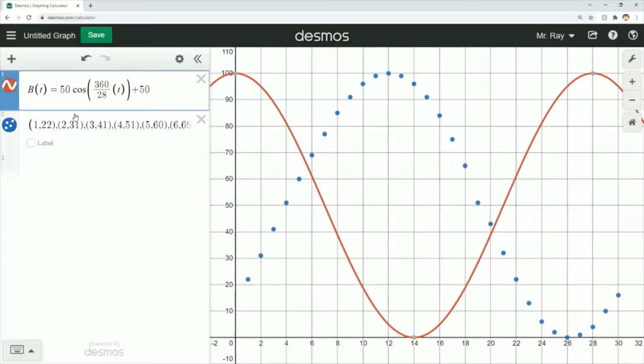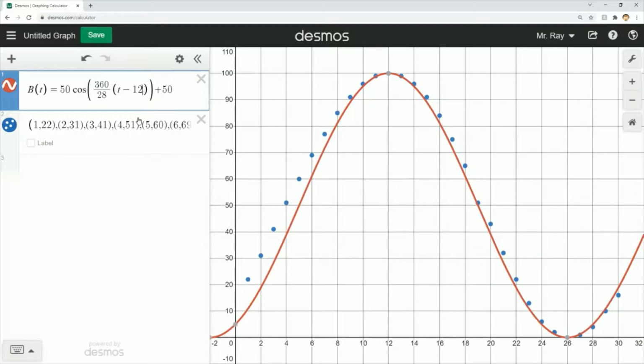There we go. We're 3 variables down and only 1 to go. And the last one's pretty easy to find. We want to move this peak here from 0 over to 12. So I'm just going to move it right 12, which means I put in minus 12 beside the t in the bracket.